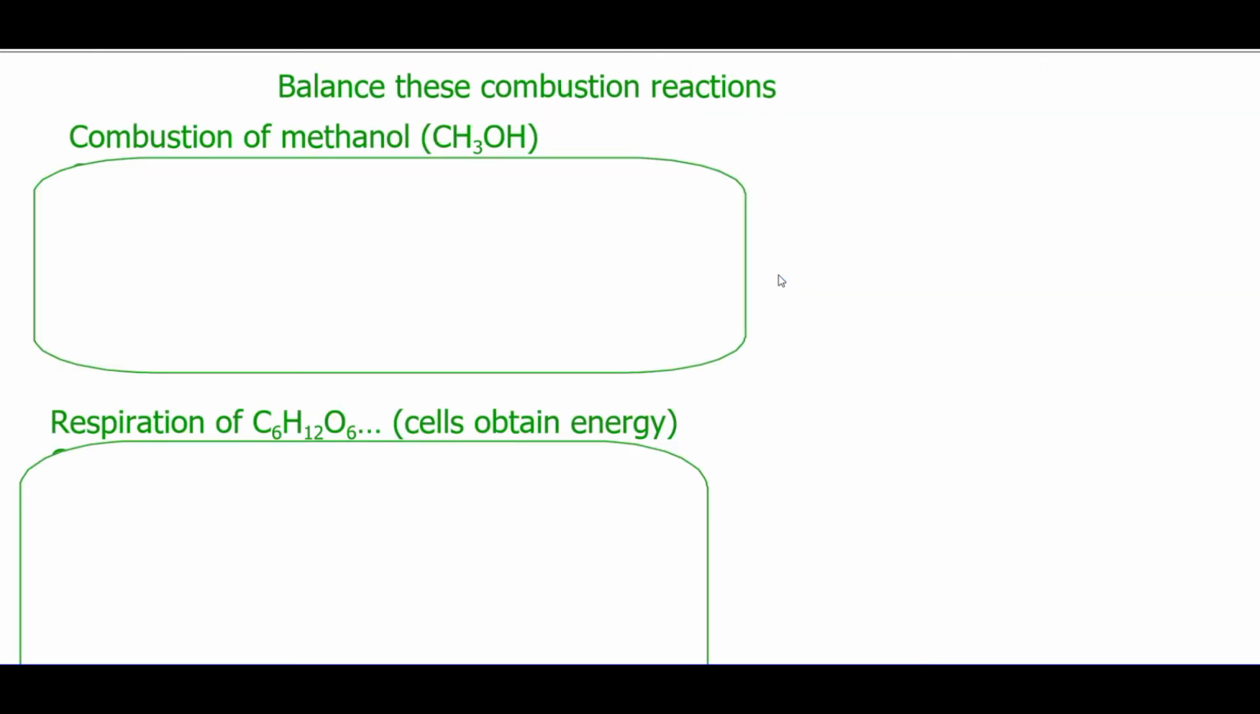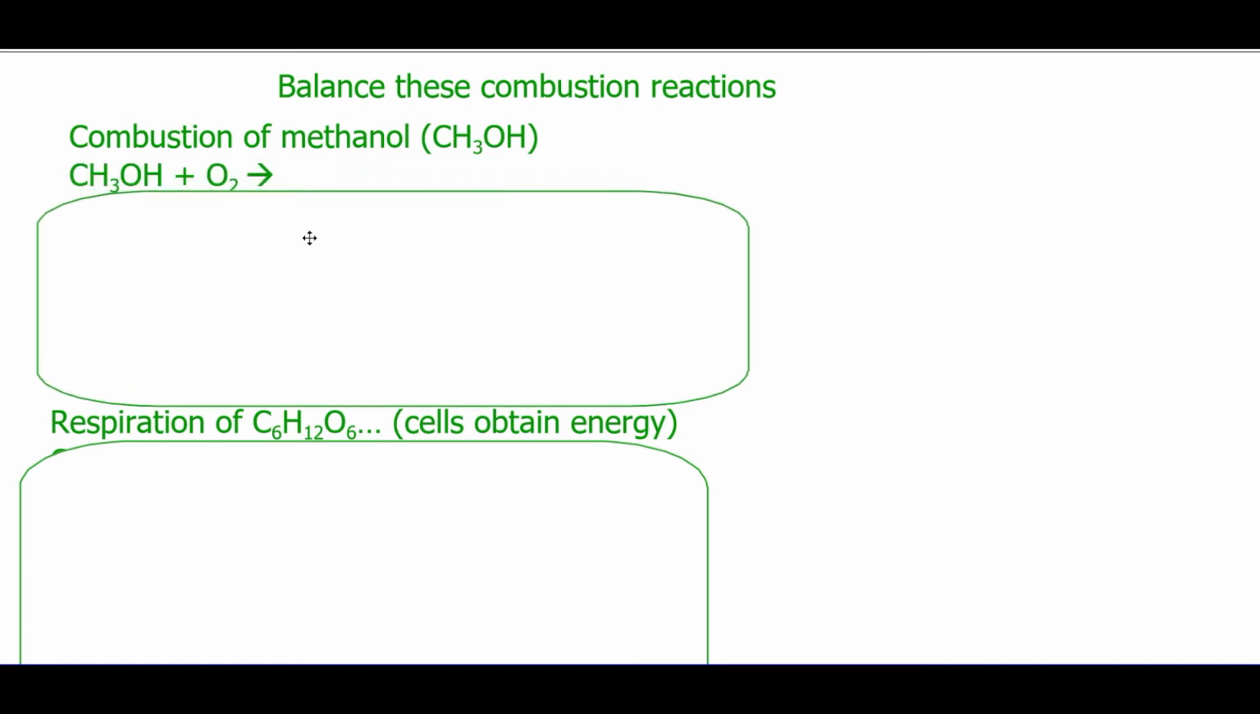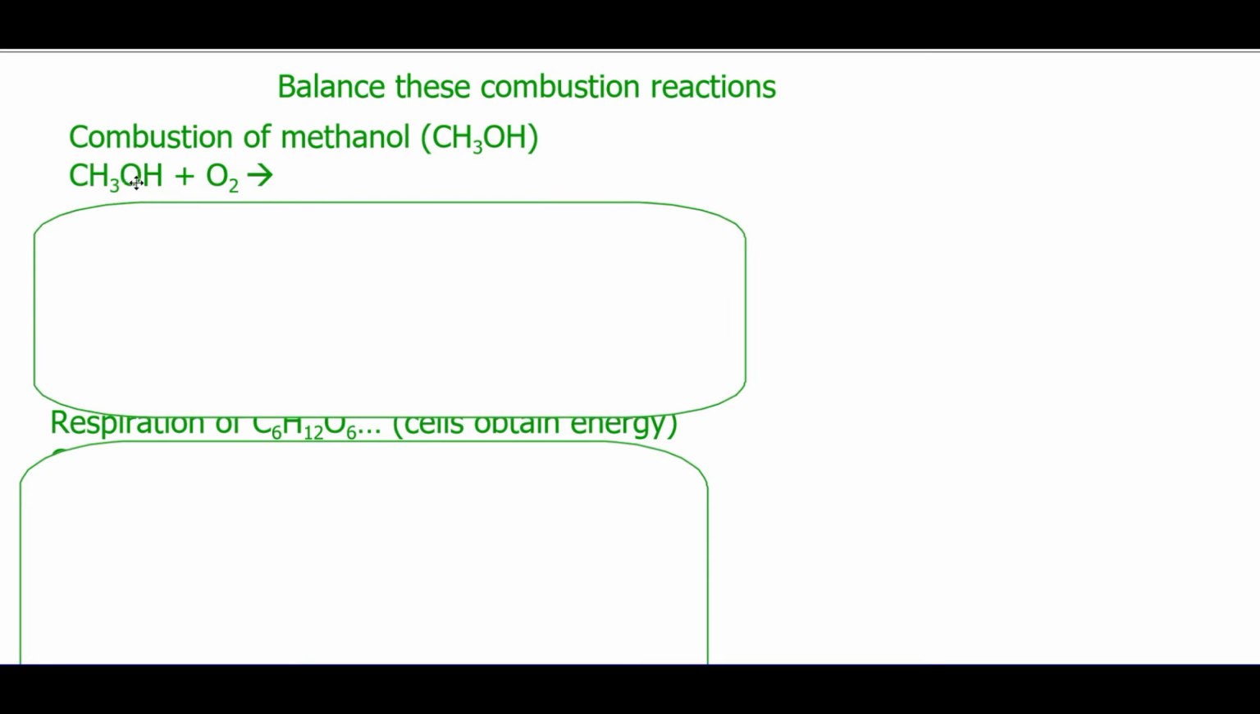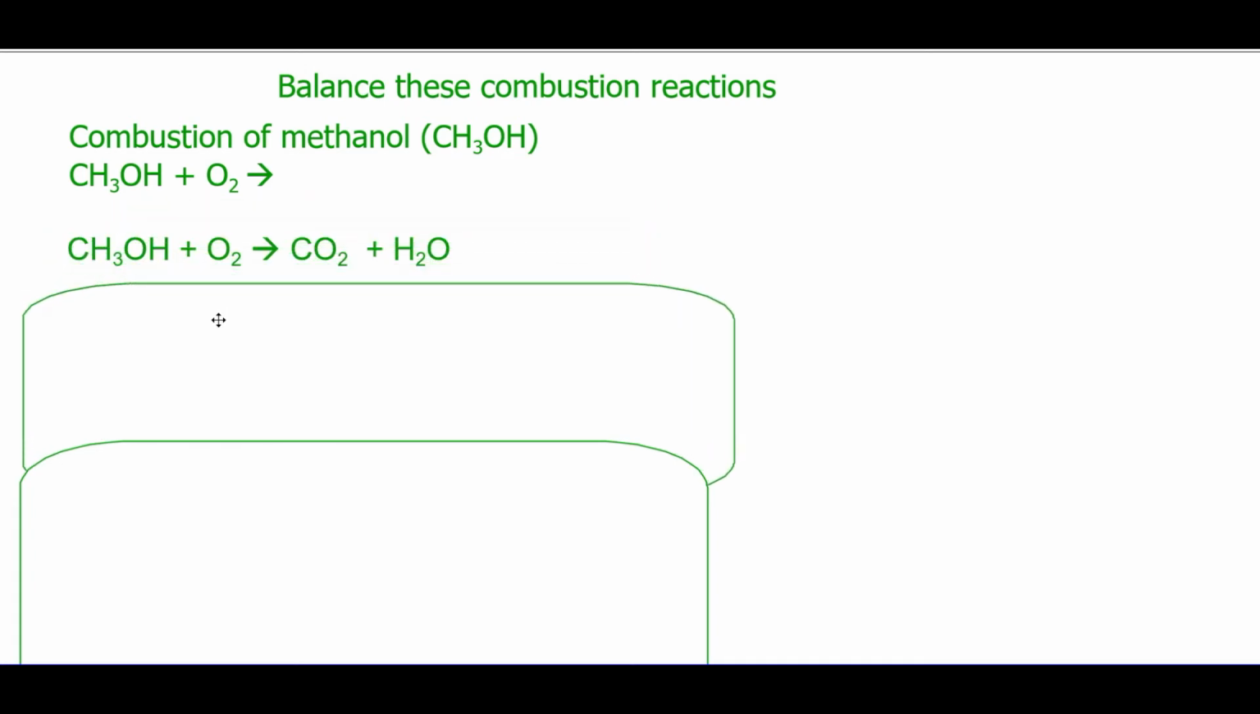Balance these combustion reactions. The first is combustion of methanol, so I write the reactants. This time I have an extra oxygen in here that I need to make sure I take into account once I balance. But the products are easy because they are always carbon dioxide and water. The last thing I need to do is make sure that my equation is balanced.